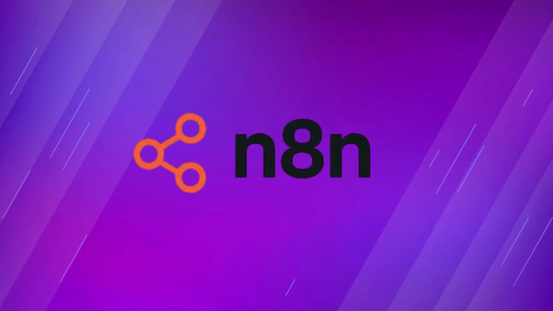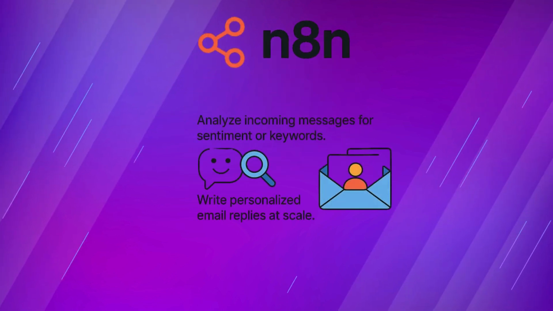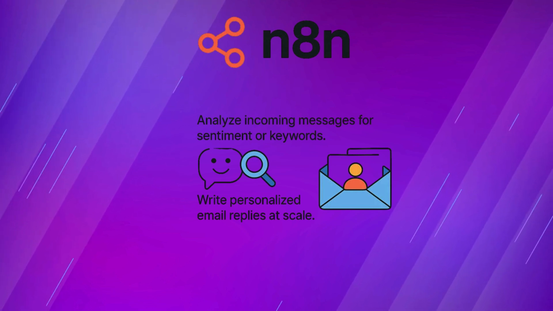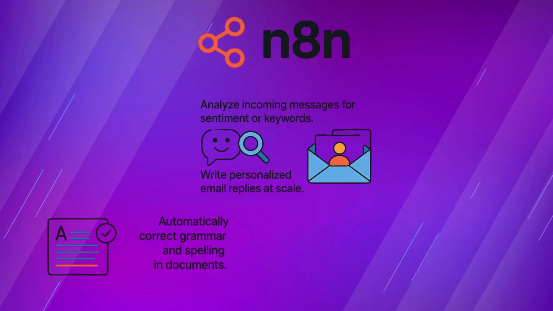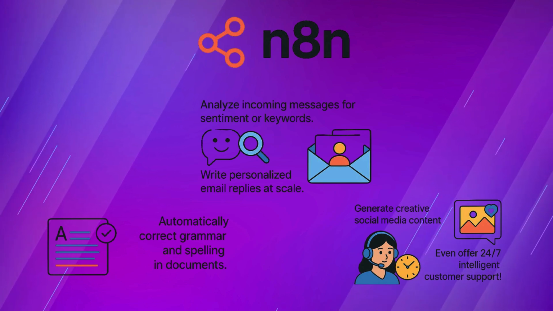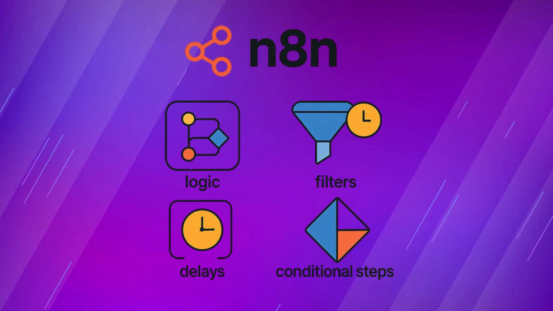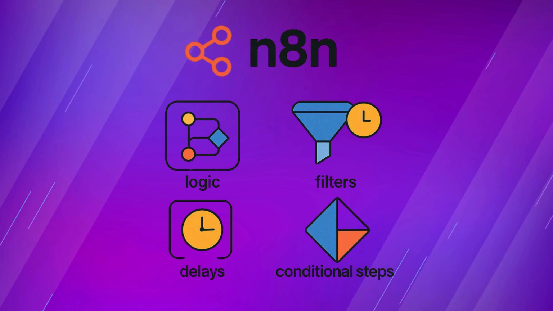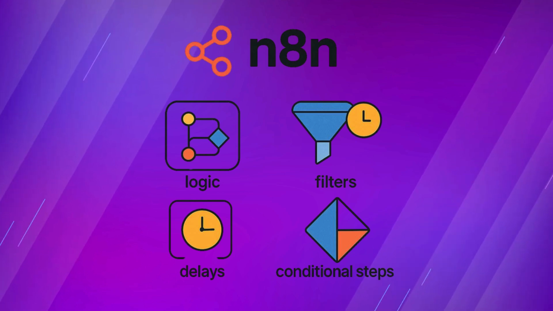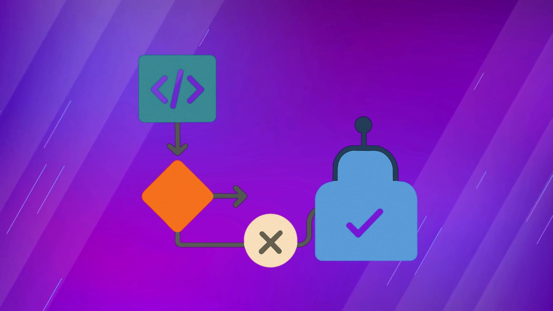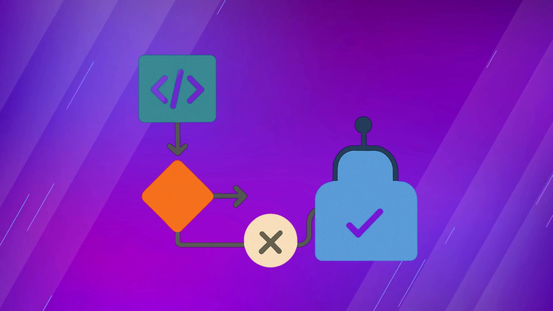Think about what else you can do with AI-powered bots through n8n. Analyze incoming messages for sentiment or keywords. Write personalized email replies at scale. Automatically correct grammar and spelling in documents, generate creative social media content, even offer 24/7 intelligent customer support. And what's really cool is that n8n itself has tools for logic, filters, delays, and conditional steps. This means your AI-enhanced bots aren't just dumb repeaters. They can make smart decisions based on the data they process.